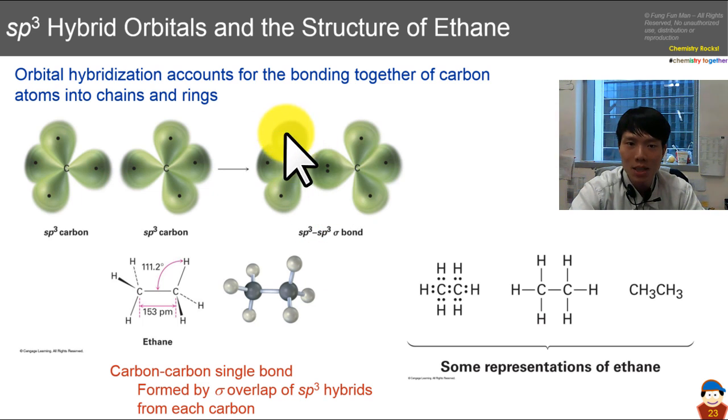And tada! All these remaining orbitals are being used to combine with the s orbital of hydrogen. Do you see? CH3, CH3. So these are just some representations of ethane.